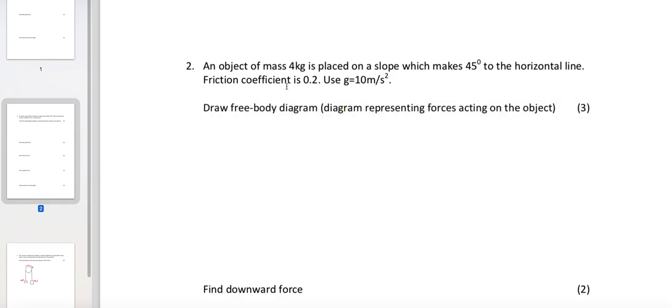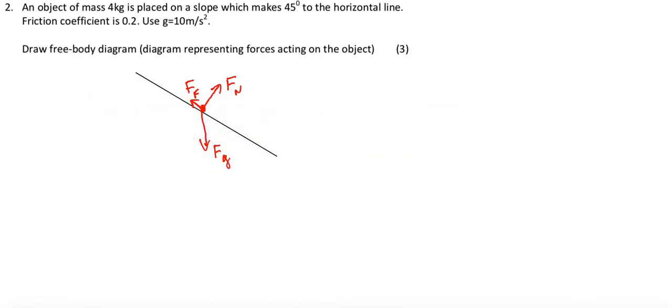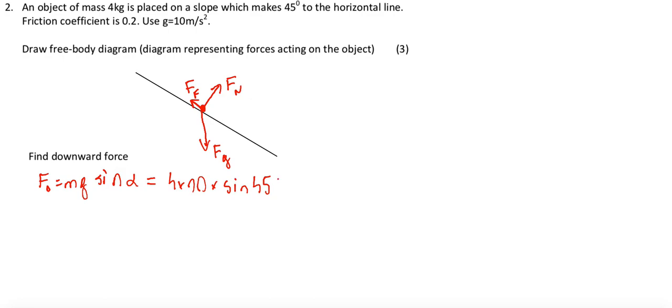Okay, second, find downward force. Similar problem to the previous one. We have to use the standard equation for downward force. It is mass times gravitational acceleration times sine of the angle. So this is 4 times 10 times sine of 45 degrees, which is 28.3 newtons.